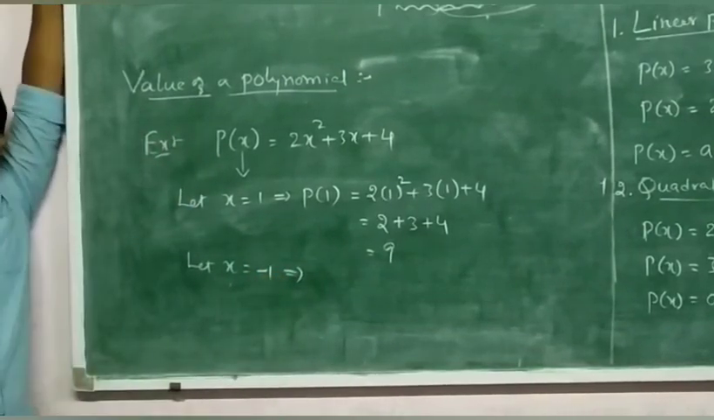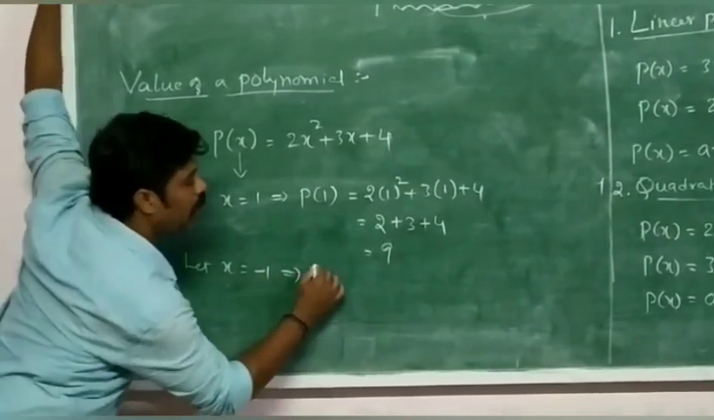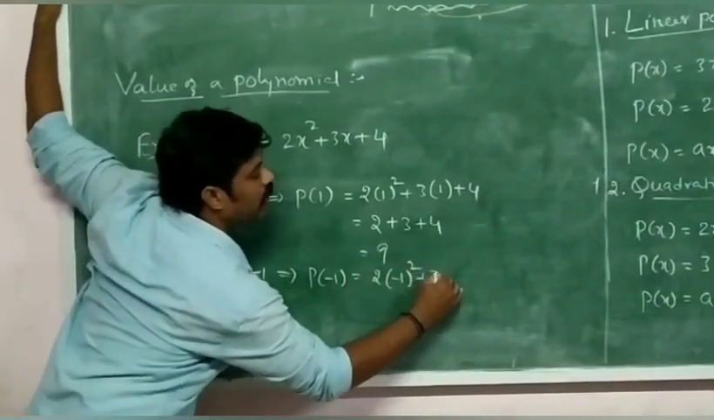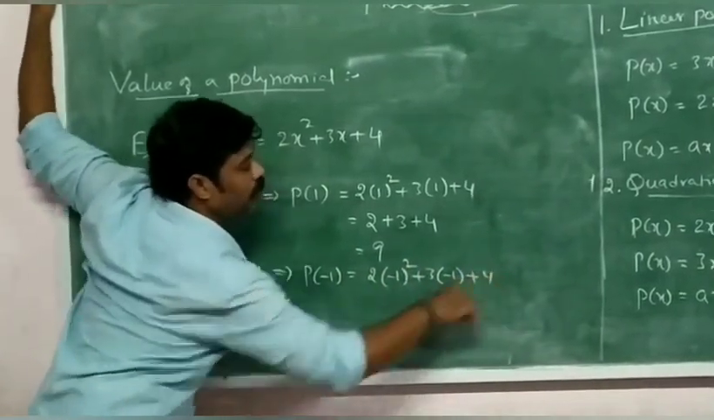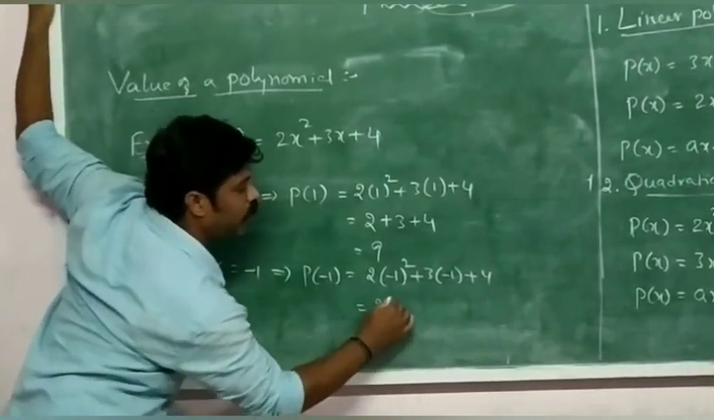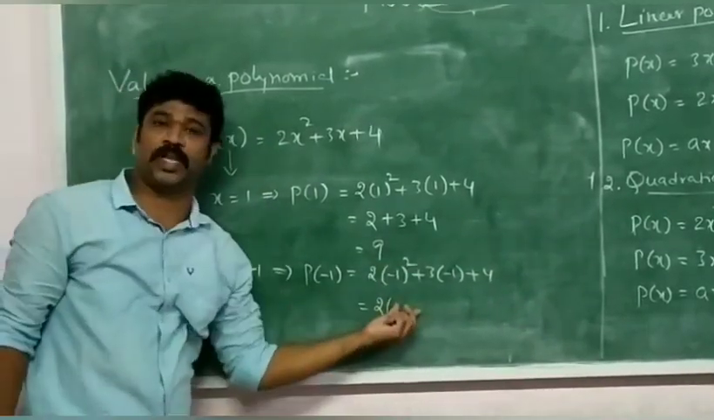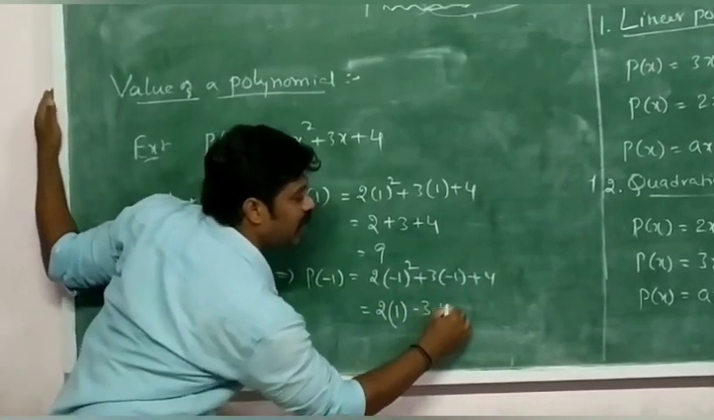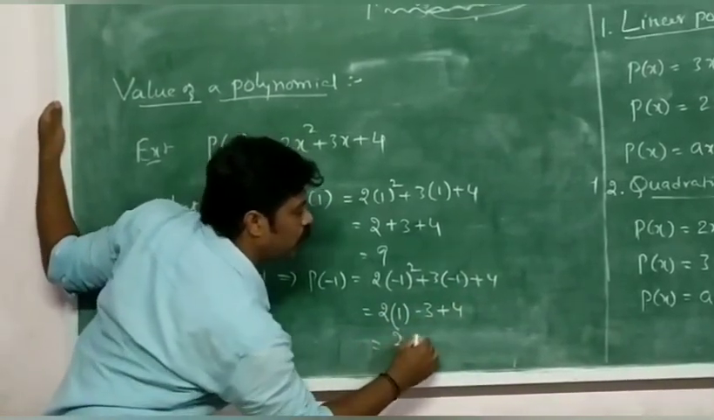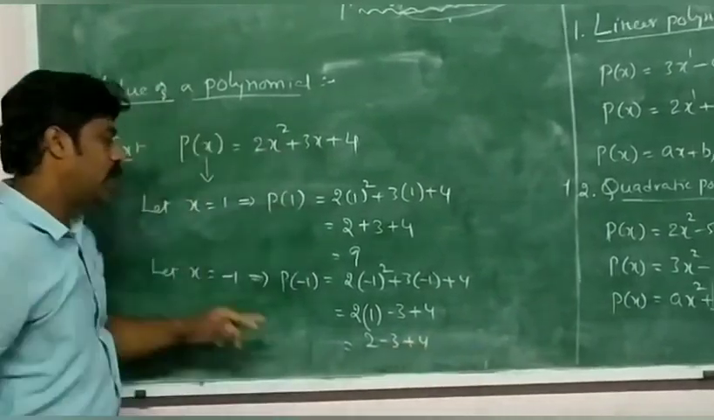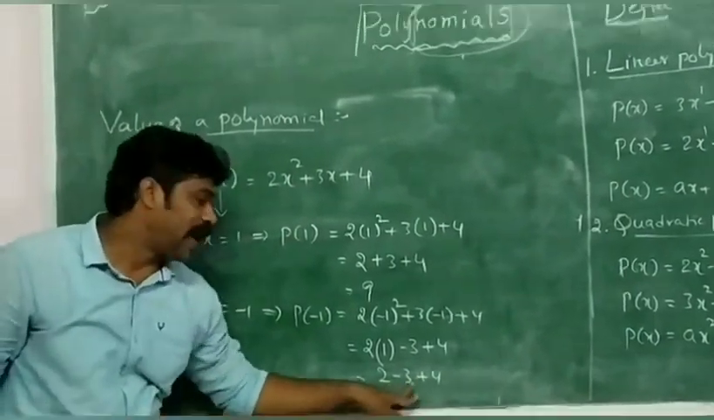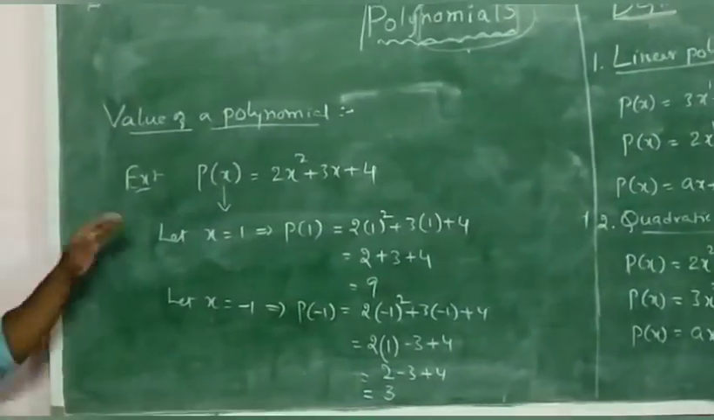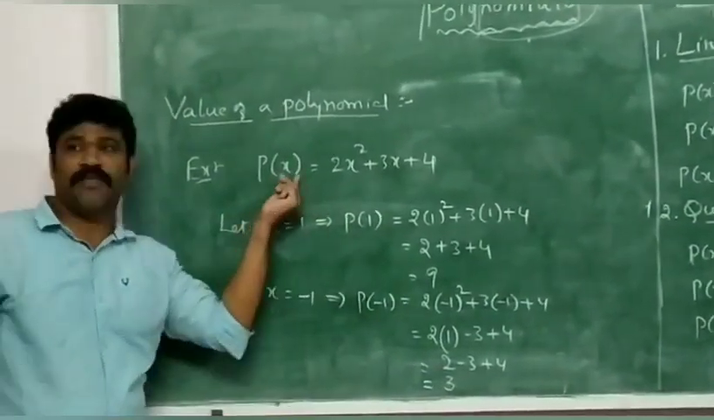Similarly, if I take another value, x is equal to minus 1, then what will we get? P of minus 1 is equal to 2 into minus 1 whole square plus 3 into minus 1 plus 4, which is 2 into 1, 3 into minus 1 is minus 3, plus 4. So 2 minus 3 plus 4. So 4 plus 2 is 6, 6 minus 3, we will get 3.